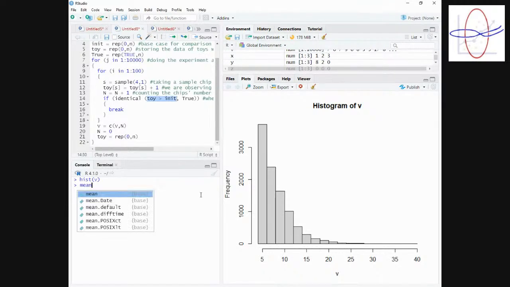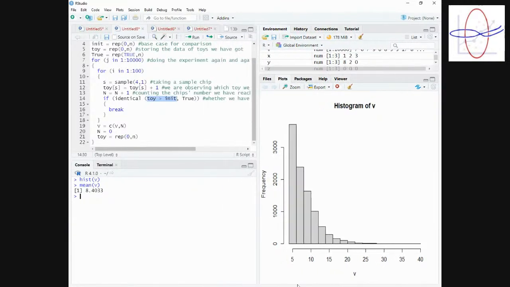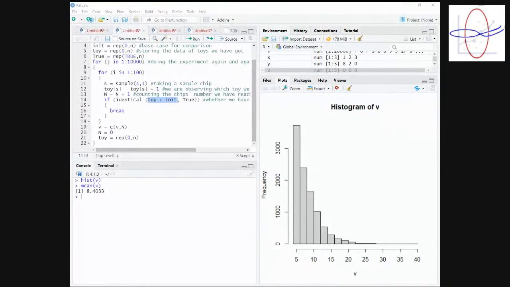So how do you understand the parameter of geometric? Let's do the mean of v. It's coming out 8.4. It's much less than 16, you see, Sneha? So what have we understood? You see, Sneha, it's much less than 16. All of you understood it's much less than 16, guys.